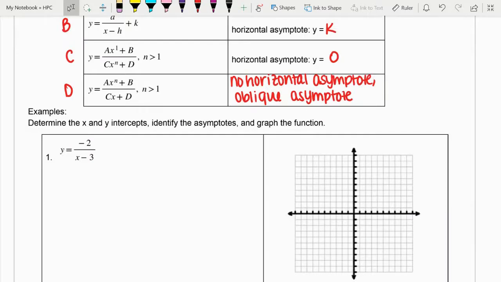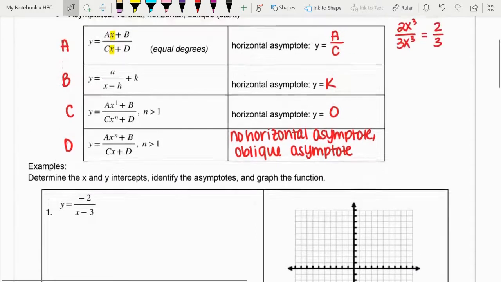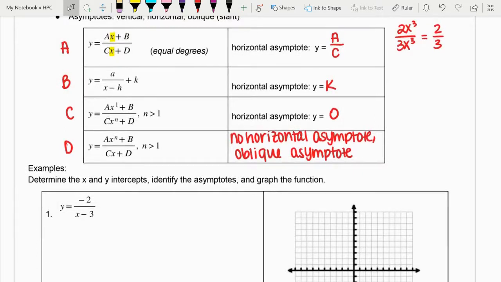Example 1, we have y equals -2 divided by x minus 3. So looking at the above chart, this one matches our example B. So our horizontal asymptote is going to be y equals k. So this one is plus 0, so just y equals 0. Then to find our vertical asymptote, we're just going to set the denominator equal to 0, so x minus 3 equals 0, so x equals 3.